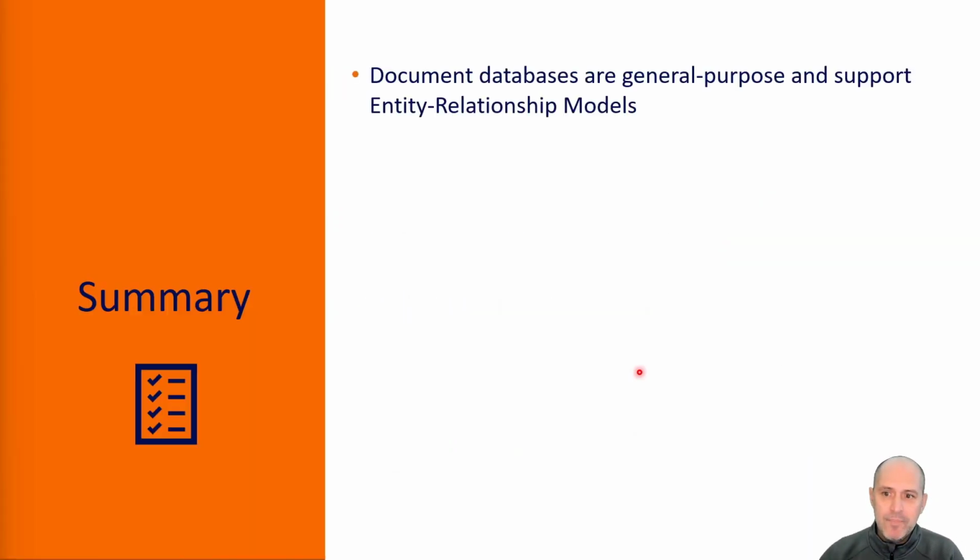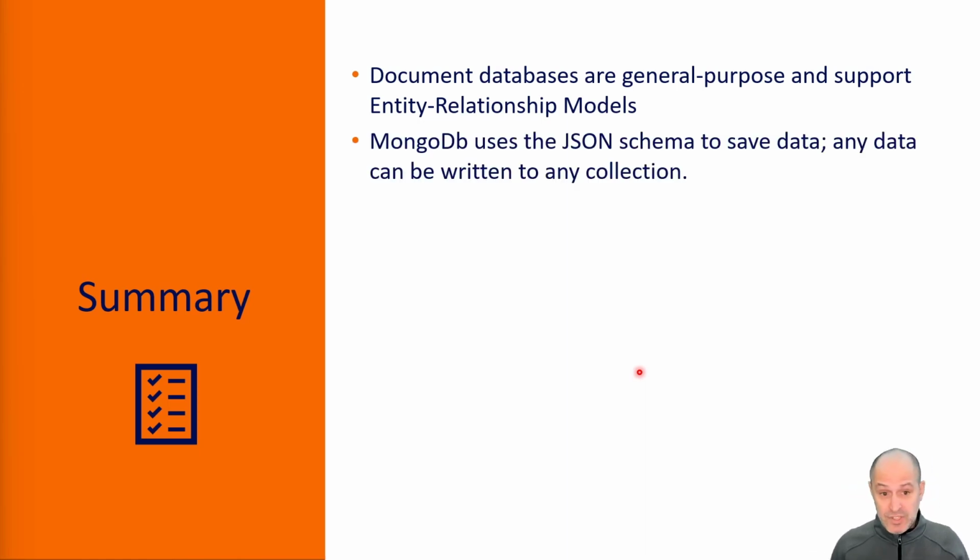Okay, let's sum up. Document databases are general purpose and support entity relationship models. You can really read and write any kind of application you want to a document database. It is not a very special purpose kind of database. It's very general purpose. So it uses the JSON schema to save data. Any data can be written to any collection. It does not have to enforce the schema that you use. It's not how it works by design.